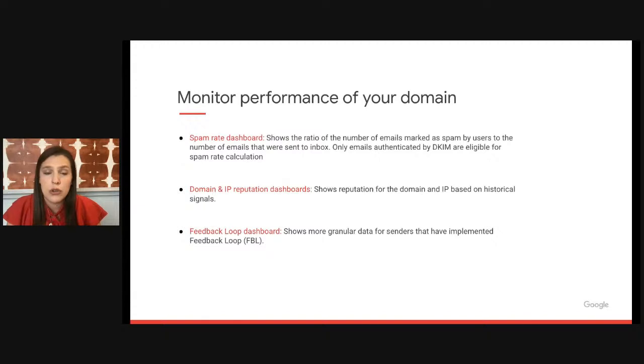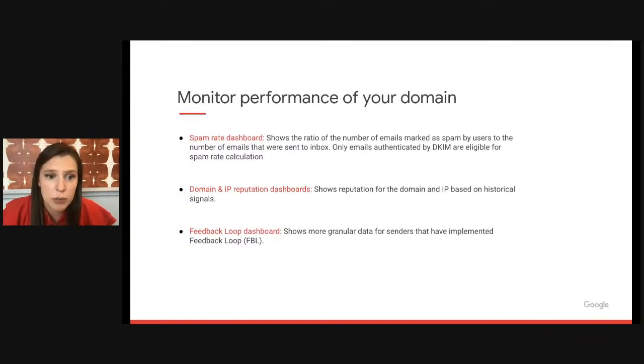So make sure that you do that authentication step first before you go look in your dashboard, because if you don't, you won't see it there. Then look at your domain and IP reputation dashboards. It shows the reputation for the domain, and it's based on the IP and historical signals. So how have you been sending to your list before? How has your IP and domain reputation been highlighted in Postmaster Tools?